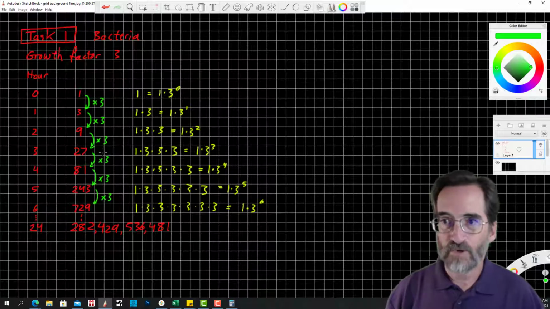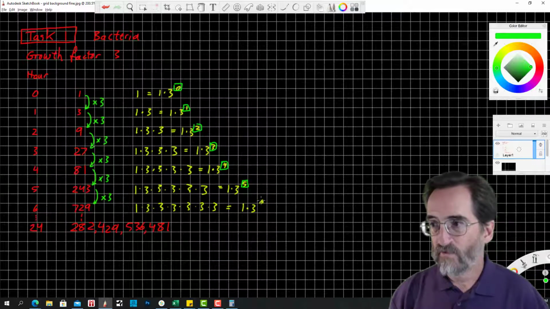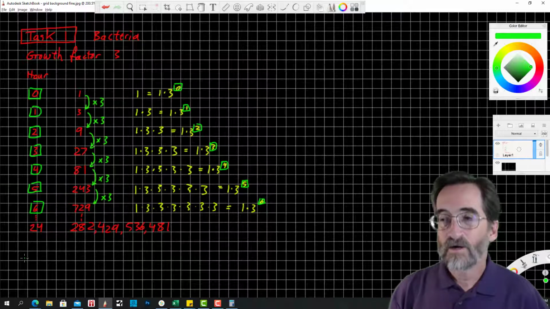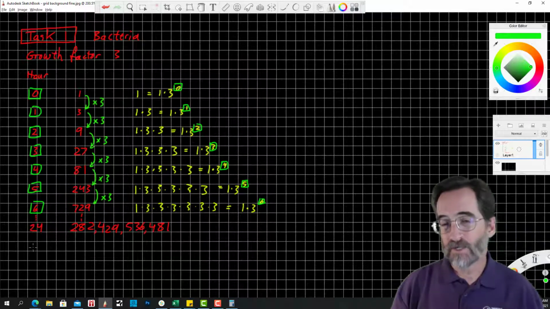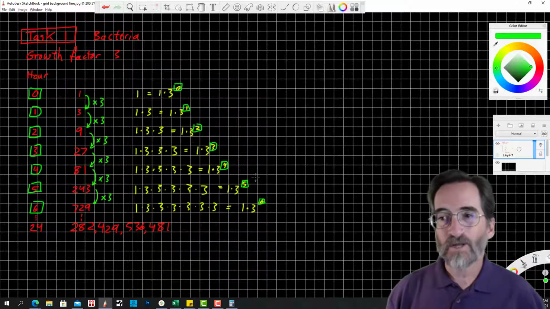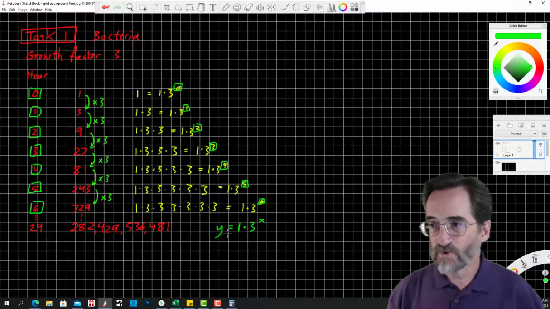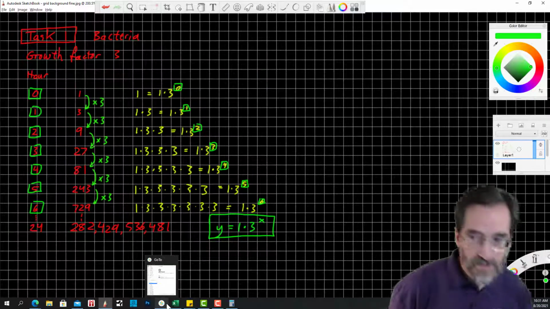We have a formula brewing. One and three remain the same in all of them, but the exponent keeps changing: zero, one, two, three, four, five, and six. Notice that matches the number of hours. Therefore, I can replace this. Something that remains the same is called a constant. Something that changes over time or otherwise is called a variable. In algebra, we replace variables with letters. So I can write this as 1 times 3 to the power of x. To fill out the formula, y equals 1 times 3 to the power of x is our general formula. Isn't that cool?